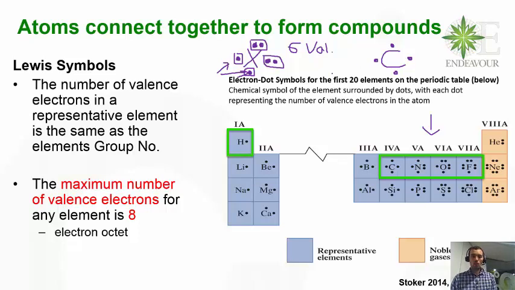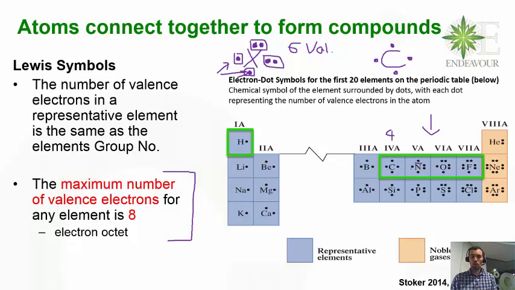So remember, the Lewis dot symbols tell us how many bonds something needs to form to get up to that 8 electrons, which is the electron octet. So once you've worked out the number of unpaired valence electrons, that's the number of bonds the atom needs to form. So because the carbon atom contains 4 unpaired valence electrons, that means it can form 4 covalent bonds.